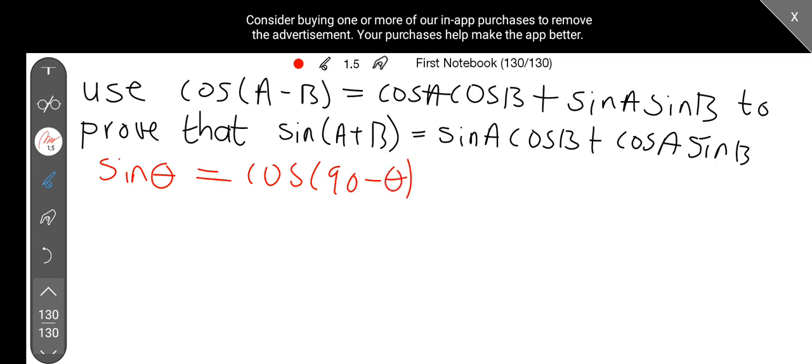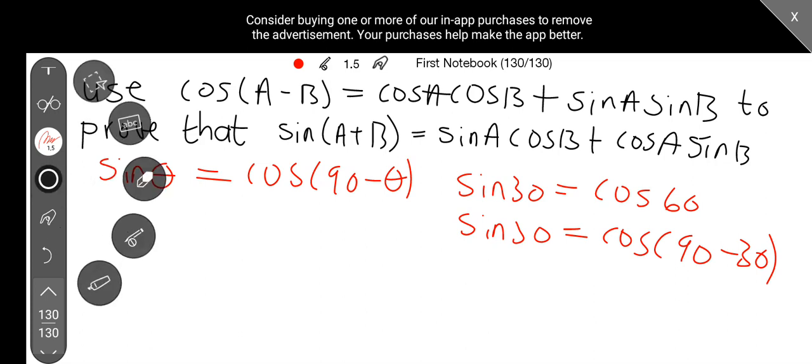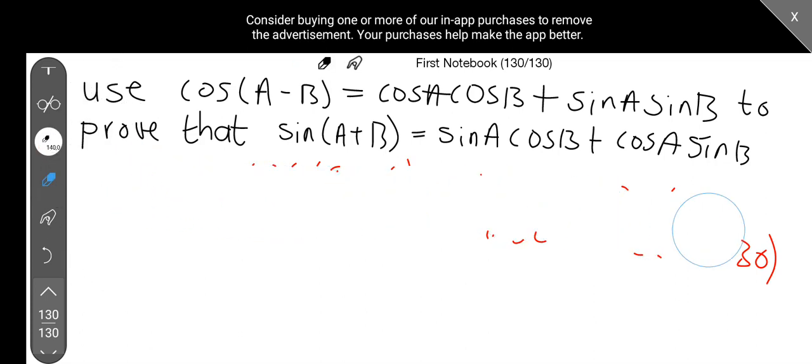I said the two angles θ and 90 − θ, when added together, must give you 90. For example, sin 30 must be equivalent to cos 60, which is 90 minus 30. So sin 30 equals cos(90 − 30). We must know it's a cofunction, and we're going to use a similar procedure to prove the one for sine.